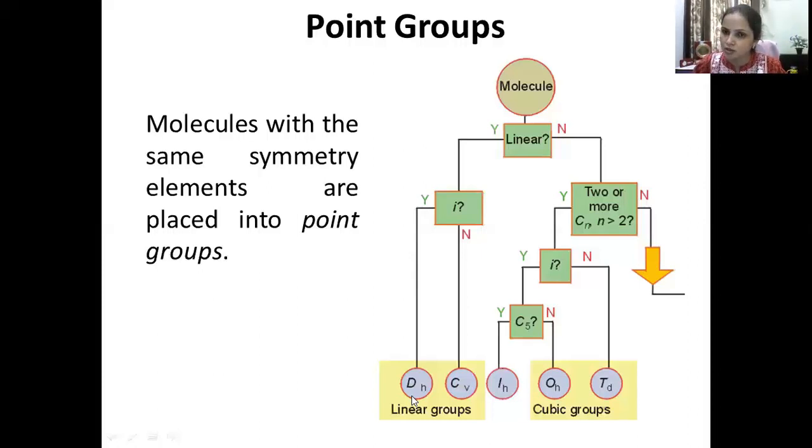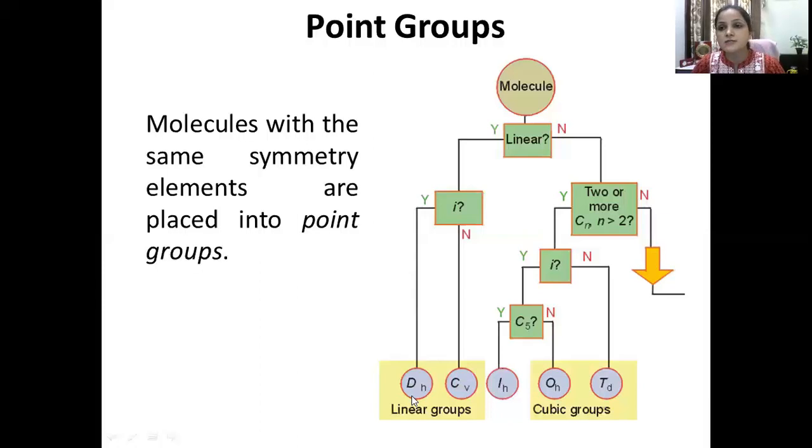Now, if the molecule is not linear, then we look for whether there are more than two Cn axes or not. If the molecule possesses more than two Cn axes, then again we look for whether the center of inversion is there or not. If the molecule possesses more than two Cn axes and an inversion center, then we look for whether the molecule has C5 or not. If the molecule has C5, then the point group is directly assigned as Ih, meaning the structure is icosahedral.